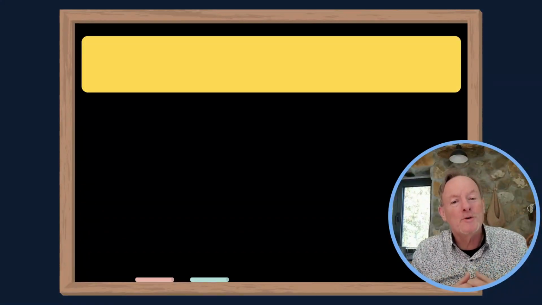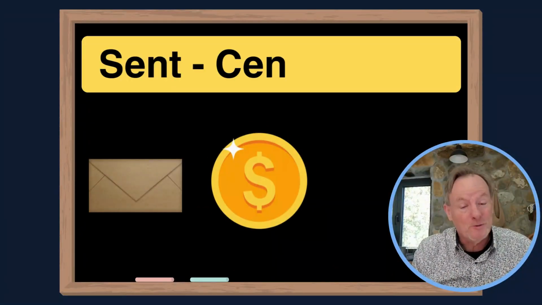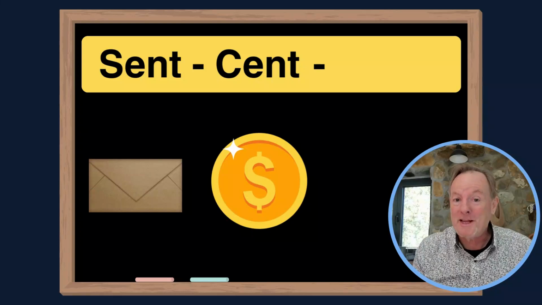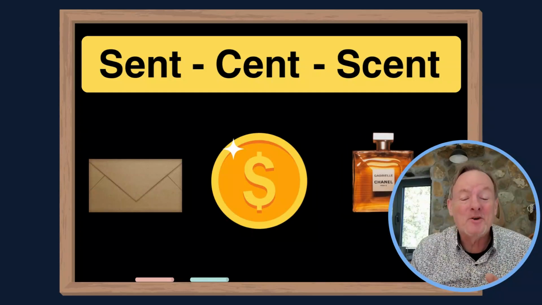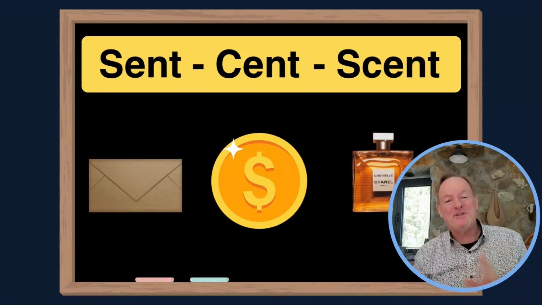Okay, so sometimes we have to deal with the fact as dyslexics that exactly the same sound has lots of different spellings. This is the problem, in my opinion, with the English language. So today we're going to look at the word sent, scent, or cent. Again, all sound exactly the same but have different spellings.